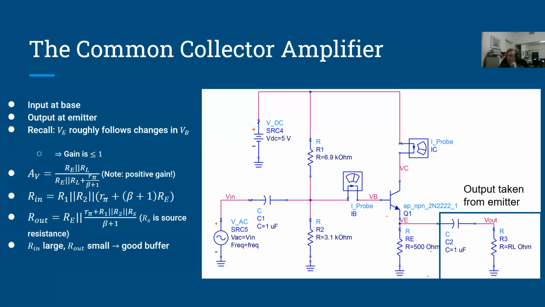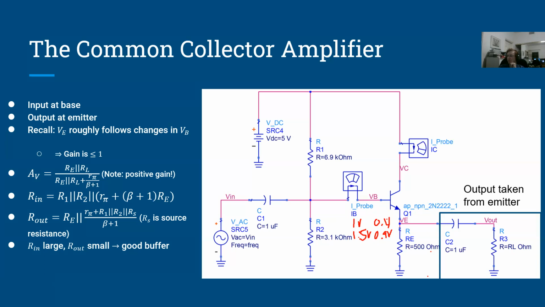Well, remember that with this RE resistor, VE, the emitter voltage, kind of follows VB. So if we move VB up in voltage, VE also follows. There's like a 0.6 volt drop between them. So let me give some examples. If VB is, say, 1 volt, VE is going to be 0.4 volts, or roughly there. If VB is 1.5 volts, VE is going to be 0.9 volts or so.